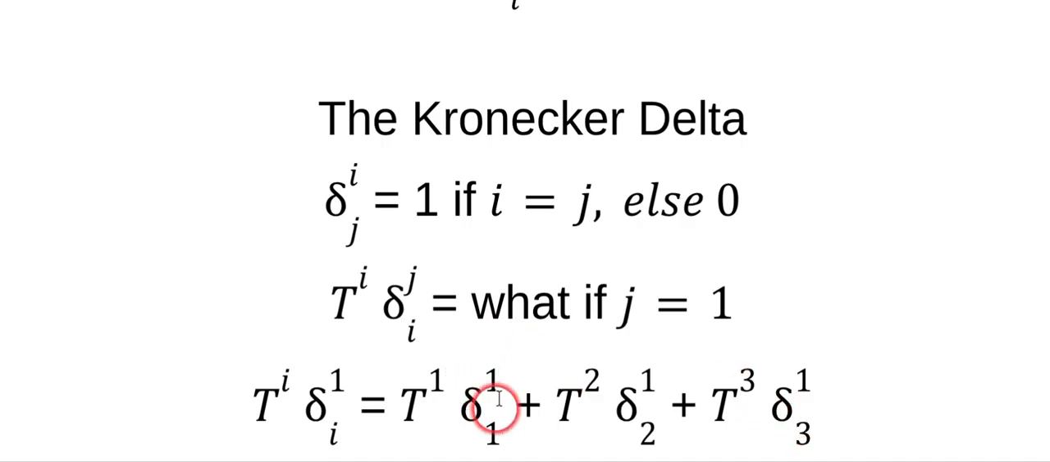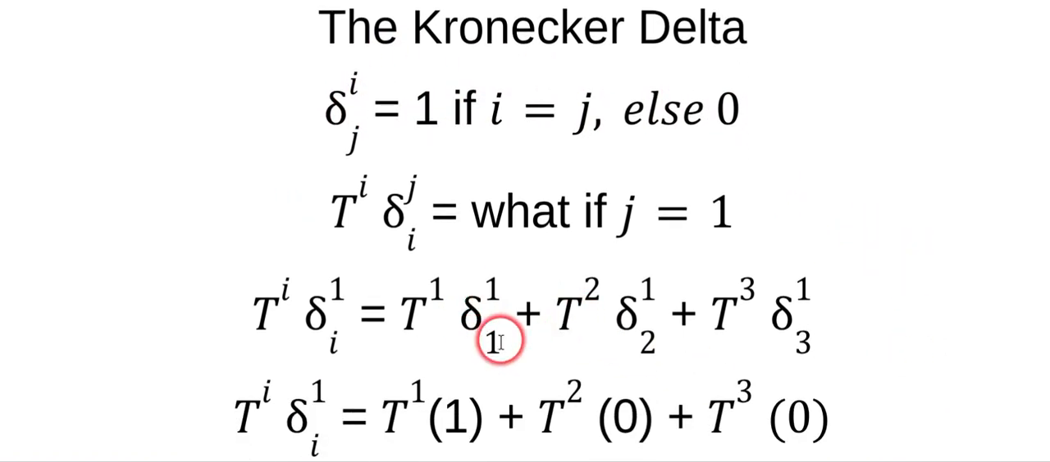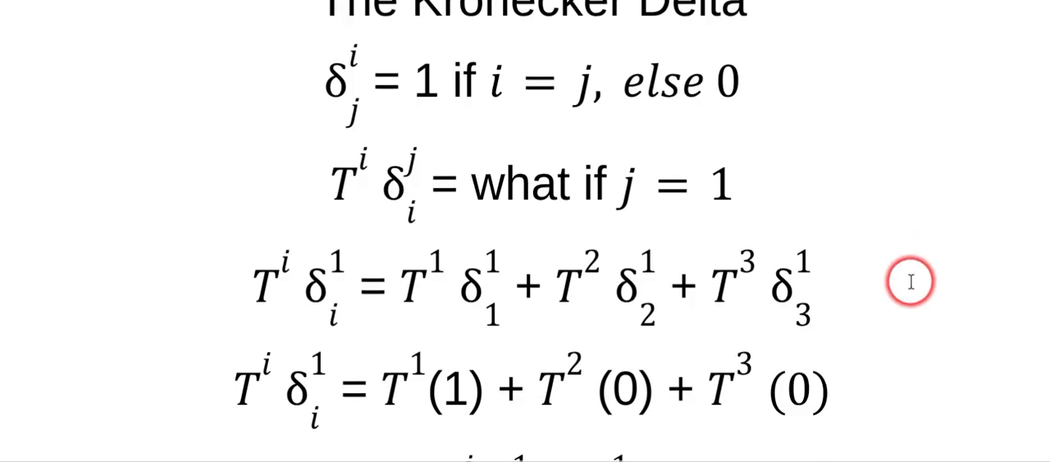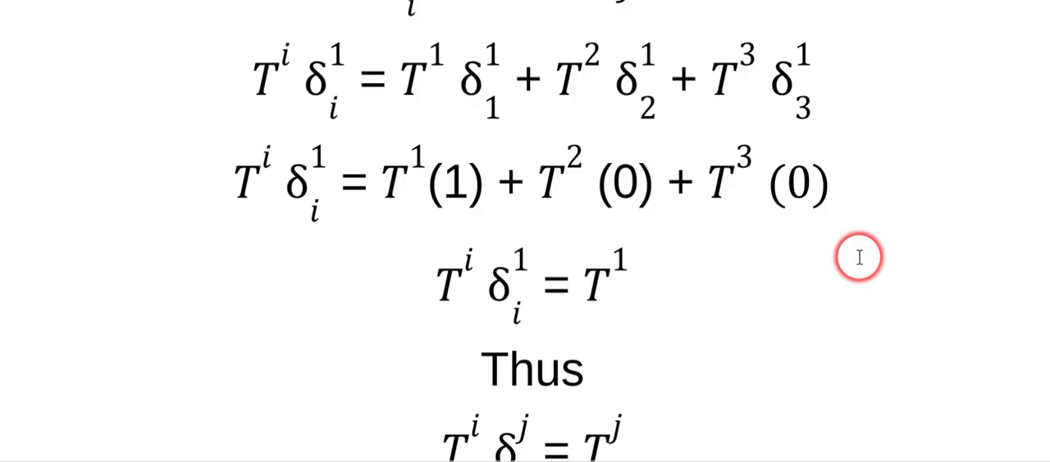Well, what are these guys equal to? What is this and this and this? Well, it's these rules right here, right? So this one is equal to 1 because they're equal. Here they're unequal, 0, unequal, 0. So that means that T_i delta_1i is just equal to T_1. So thus, T_i delta_ji is equal to T_j.